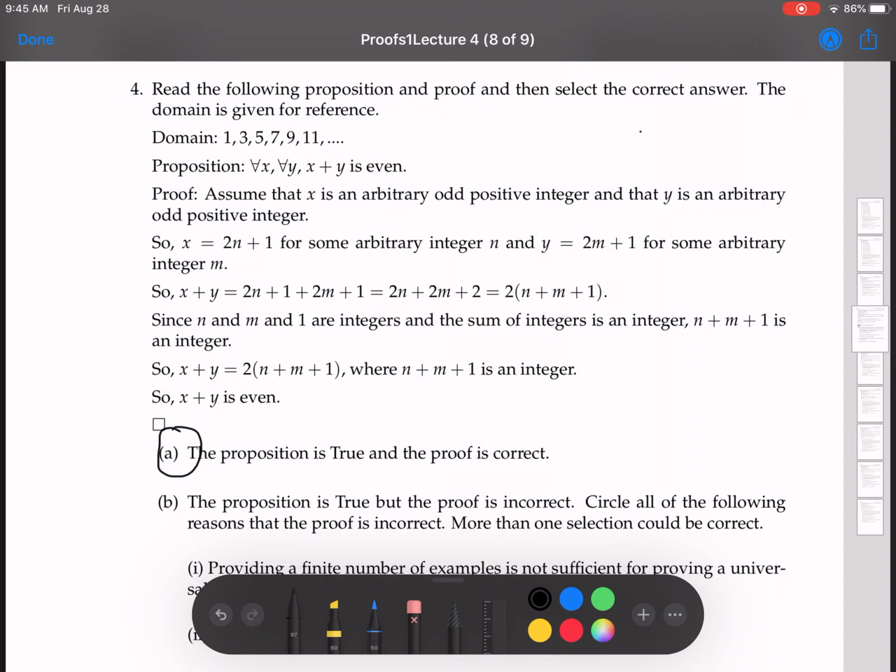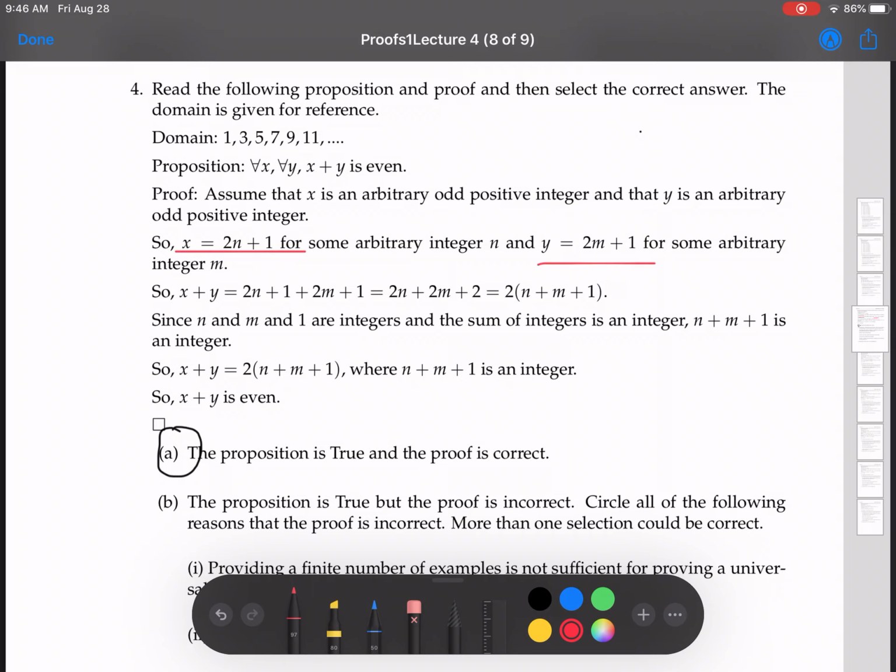Now think about this in a top-down sort of way. Let's say I first wrote down the assumptions that X is an arbitrary odd positive integer and that Y is an arbitrary odd positive integer. Think about what follows directly from those facts. Well, if X is odd, that means that X has this form. If Y is odd, then Y has that form.